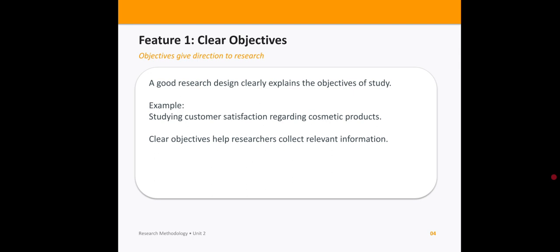Let's take another example, studying the customer satisfaction regarding cosmetic products. Here the objective is very clear. Objective is to understand the customer satisfaction. Here we want to know the satisfaction level of the customer, like if any company launches any kind of product in the market, then they want to know about the satisfaction level of the customers, whether the customers like their product or not.